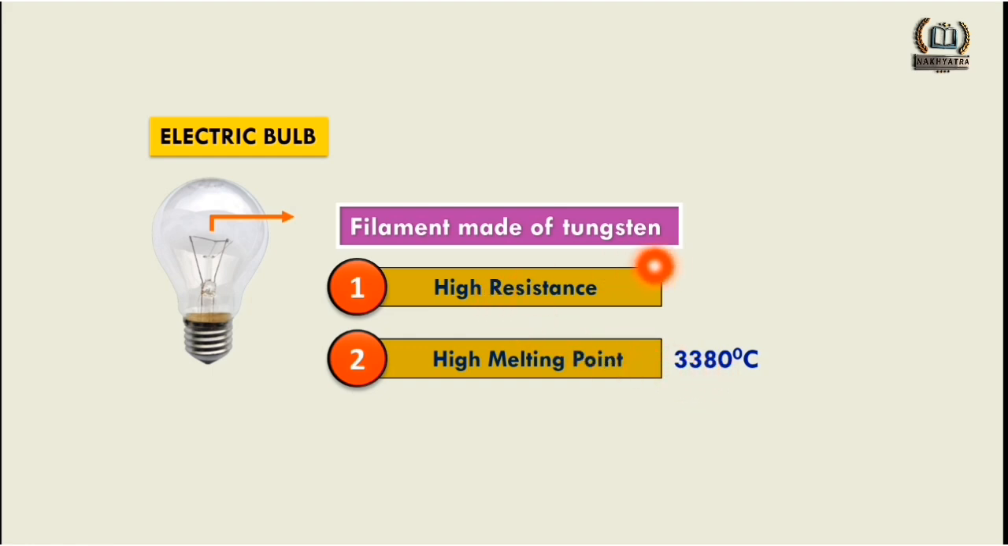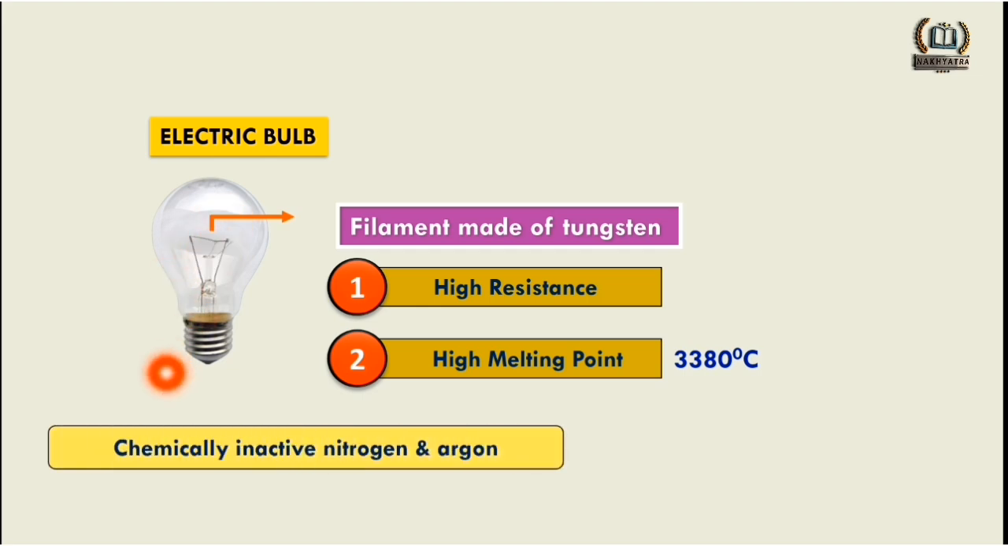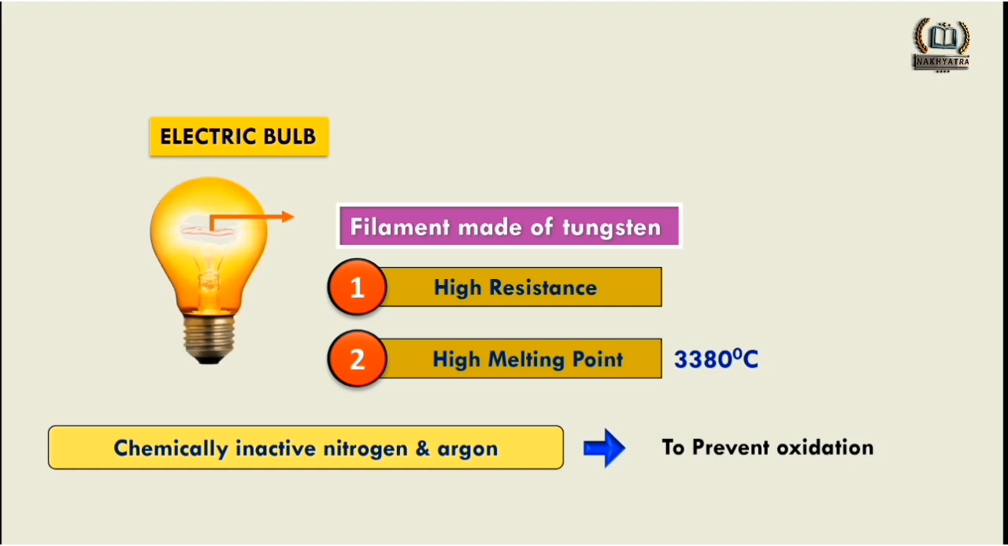This strong metal tungsten is used for making bulb filaments, and the filament should be thermally isolated as much as possible by an insulating support. The bulbs are filled with chemically inactive nitrogen and argon gases to prevent oxidation, that means to prolong the life of the filament. Most of the power consumed by the filament appears as heat, but a small part of it is radiated in the form of light.